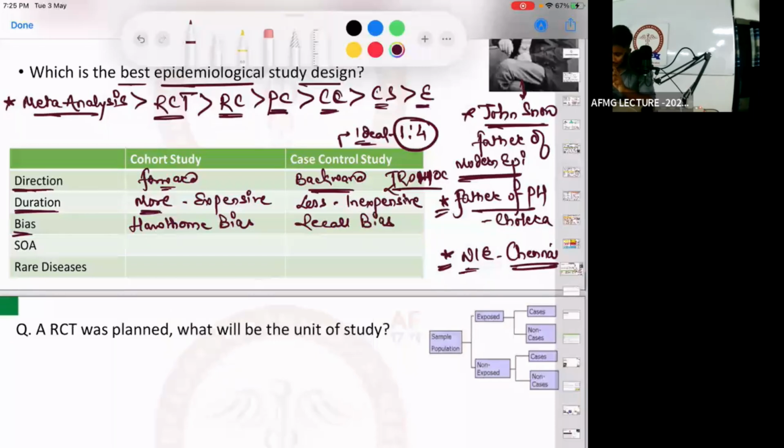No issues with this. Strength of association in cohort study is calculated by, as I told you, in cohort study we can calculate incidence, and therefore the strength of association would be calculated by relative risk. We can even use attributable risk or population attributable risk. But the best measure for calculating the strength of association in cohort is relative risk, whereas the strength of association in case control is calculated by the odds ratio, also known as the cross product ratio, AD upon BC.